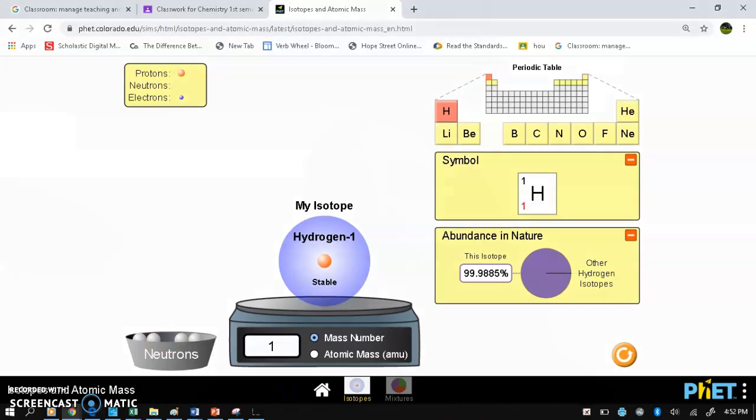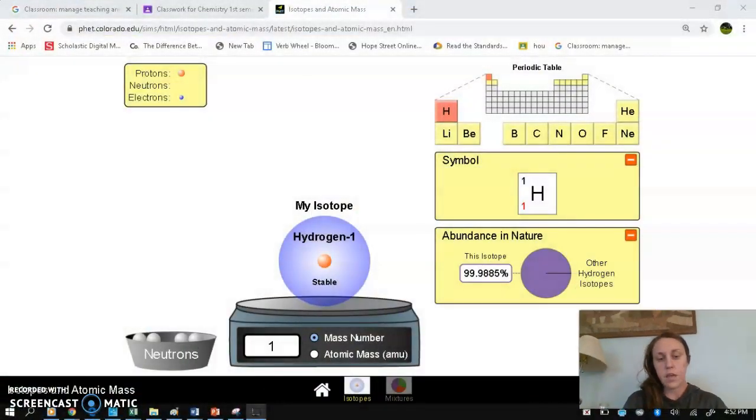Now, once again, when we first came back to the online learning, it looks very similar to Build an Atom, but it's not. I'm talking about isotopes. Iso means different. Tope means type, so a different type of atom. I wish that they had it that way, but it's just the Greek pronunciation.